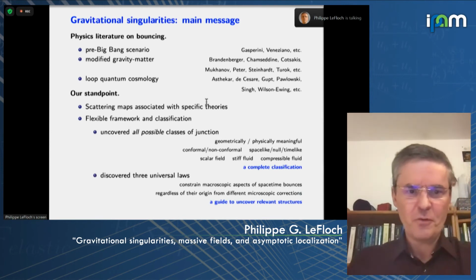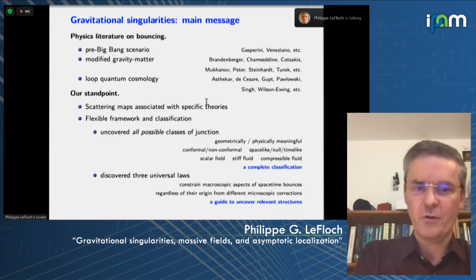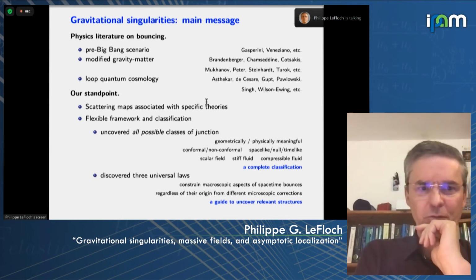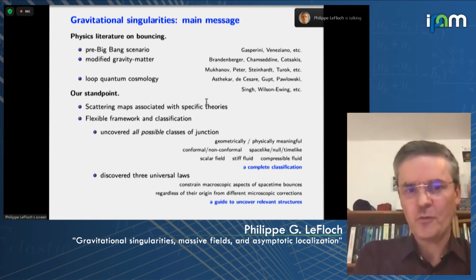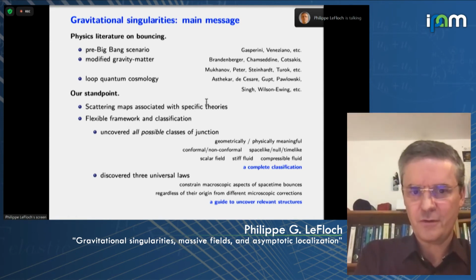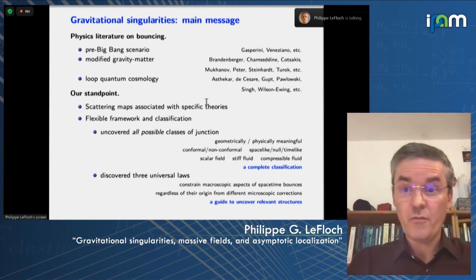And as you will see in a few minutes, we have three universal laws that constrain the macroscopic aspects of space-time bounces, regardless of their origin from different microscopic corrections. So we have a guide to uncover the structures, and we need to go back to the physics, I mean, some additional physics to produce a structure. And we need also to use these structure preserving algorithms in order to make sure that these junctions are satisfied numerically, right? So there are a number of directions that we have not investigated yet.